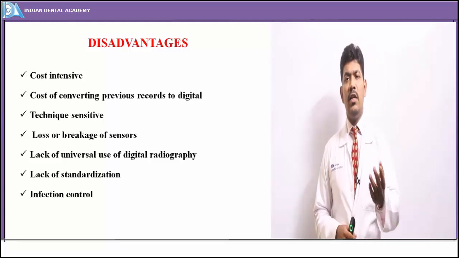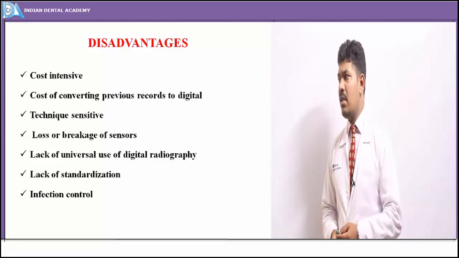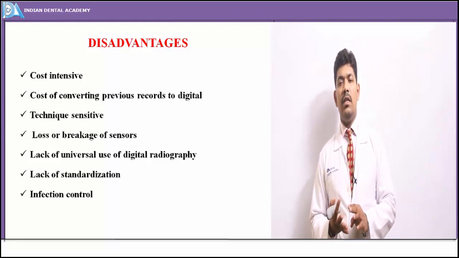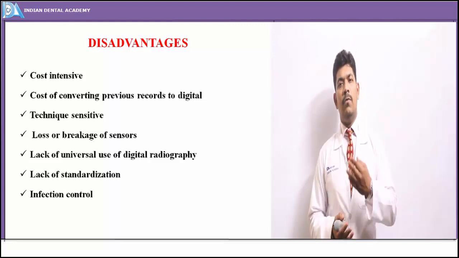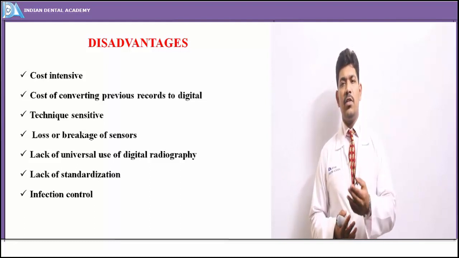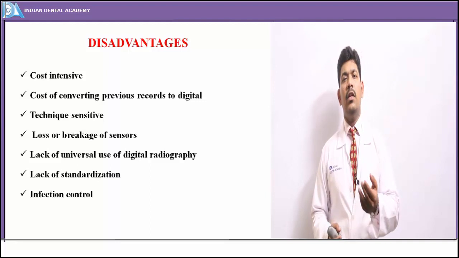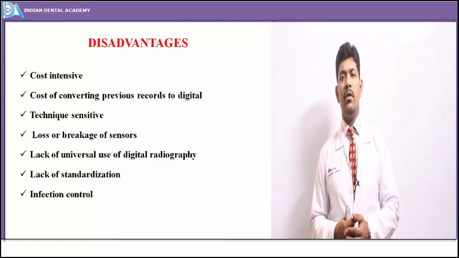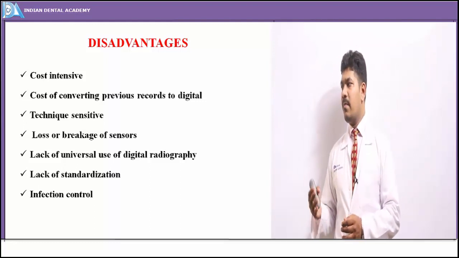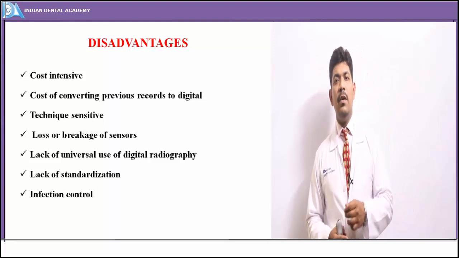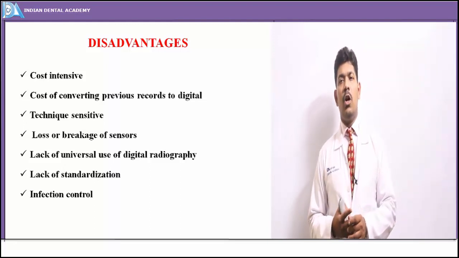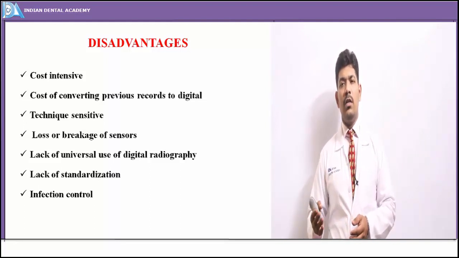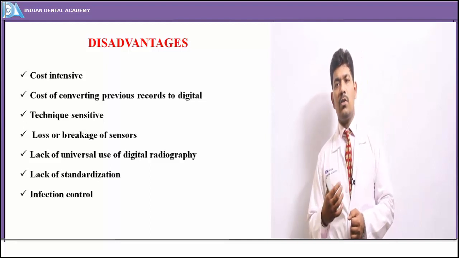wherein we sometimes feel that traditional radiographs are much better than digital imaging. Cost intensive. Now, these sensors are highly expensive. There's the initial infrastructure which is needed for digital imaging. The initial investment needed is much higher than for traditional radiographs. That is one main disadvantage, and the reason for the lack of widespread use of digital imaging. The cost of converting previous records to digital, if required, to convert all the traditional radiographs into digital records. That is a time consuming process and also a cost consuming process.